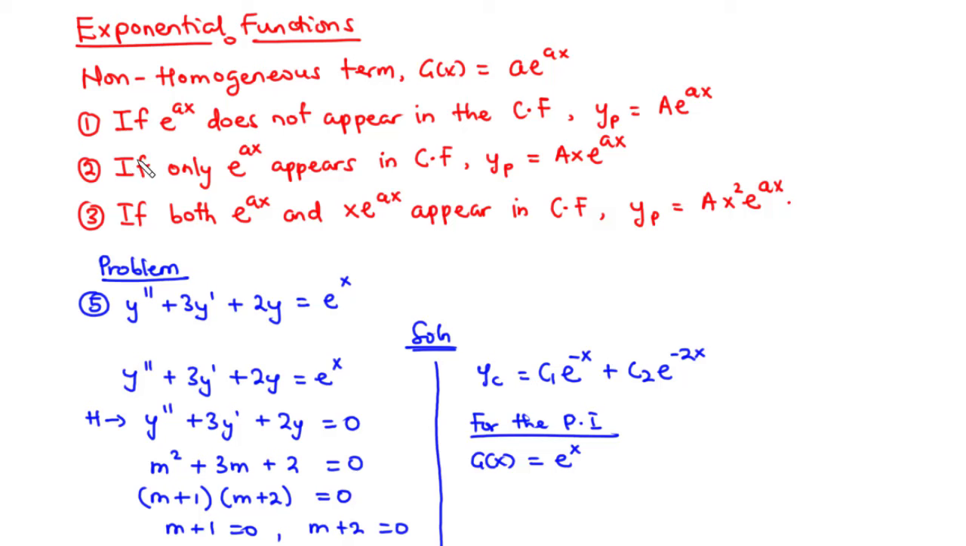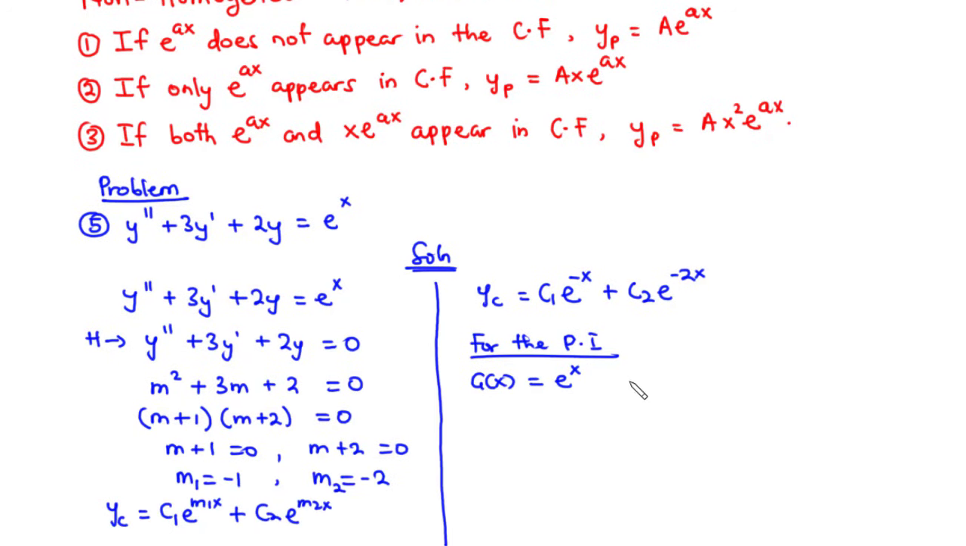Now, if e to the power ax does not appear in the complementary function, then we are going to establish yp equals A times e to the power ax. So since we don't find e to the power x in the complementary function, then we are going to establish yp equals A times e to the power x.